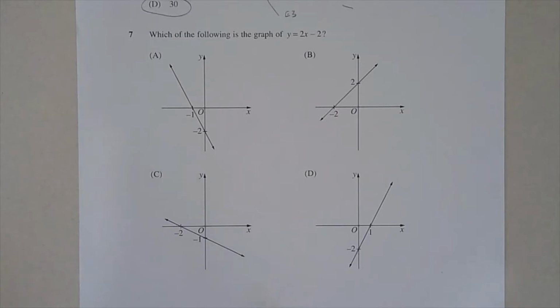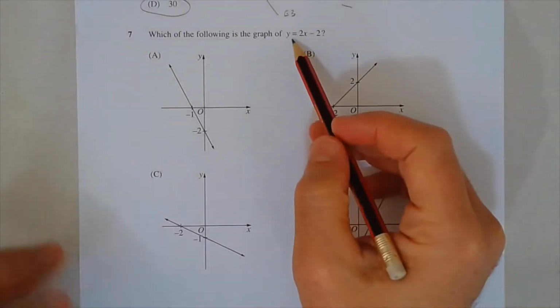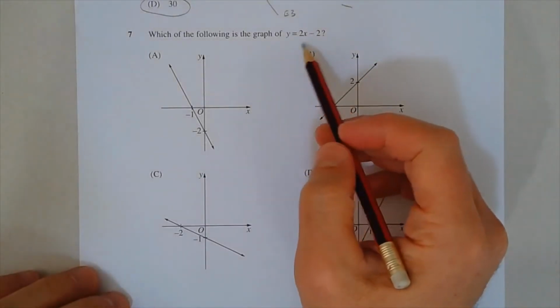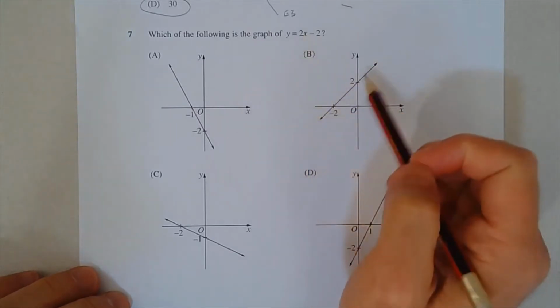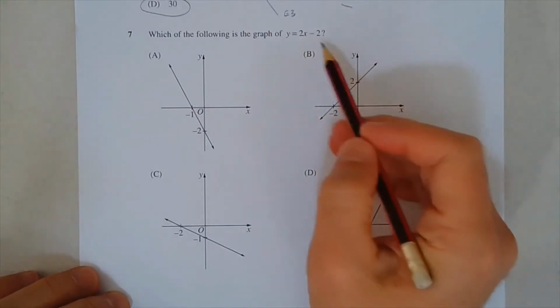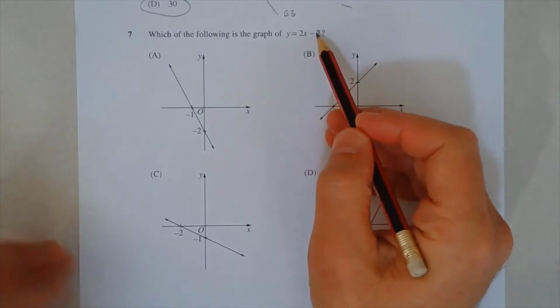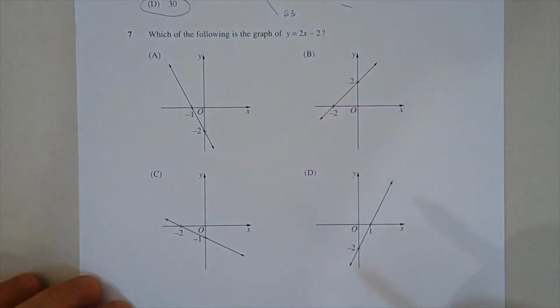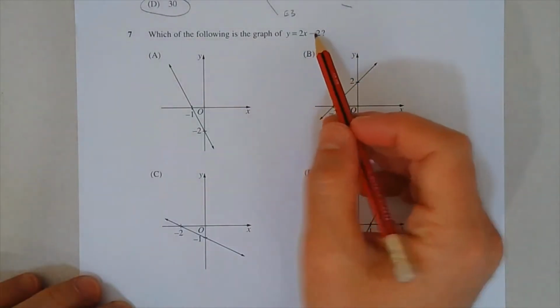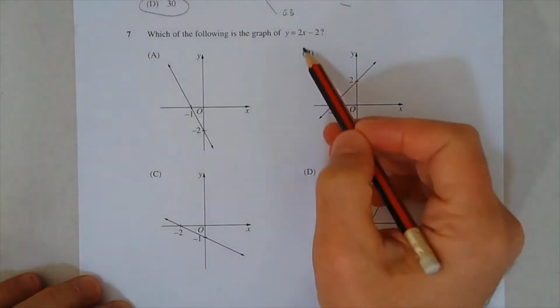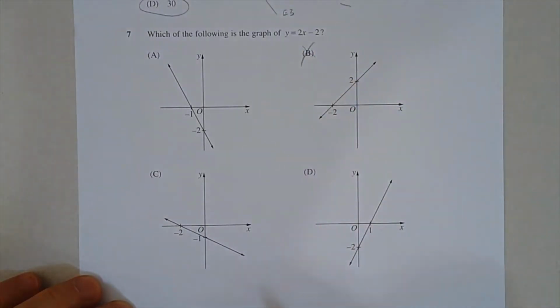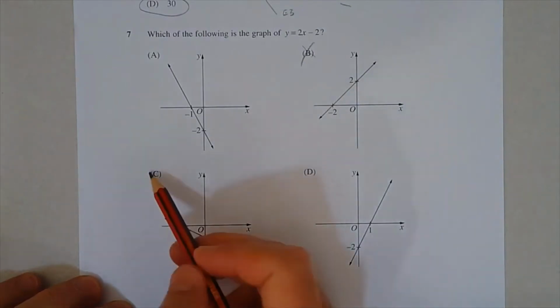Question 7. Which of the following is the graph of y equals 2x minus 2? This is in the form y equals mx plus c. So the m represents the gradient, so the gradient's 2. So from left to right, the line is rising, and the negative 2 indicates the y-intercept. So let's consider the y-intercept first, because that's kind of the easiest thing to look at. That's a y-intercept of 2, so it can't be b. That's a y-intercept of negative 1, so it can't be c.